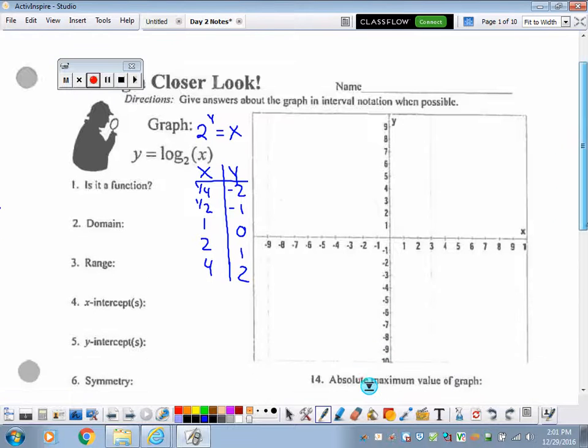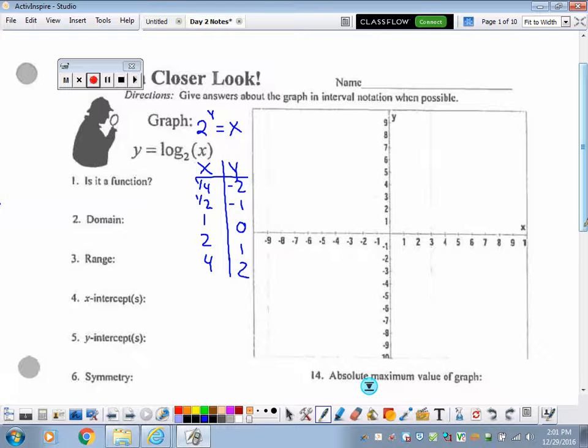I know the graph grid didn't come out so well, so just do your best. When x is 1/4, y is -2, so we're down here. When x is 1/2, we're at -1. At our x-intercept, (1, 0), (2, 1), and at 4, 2. Connect the dots. And that is our graph, y is equal to log base 2 of x.